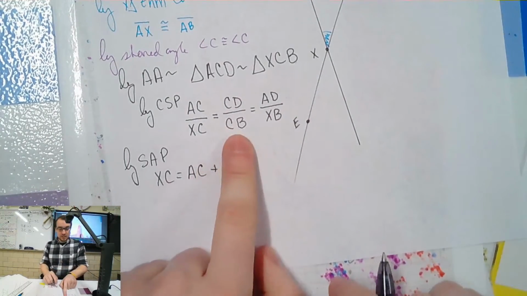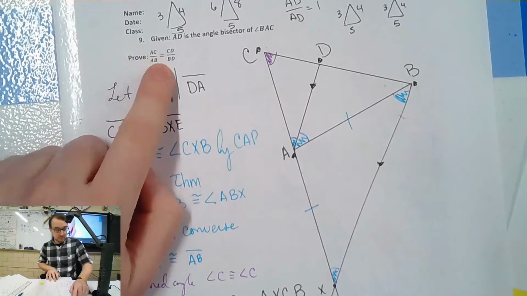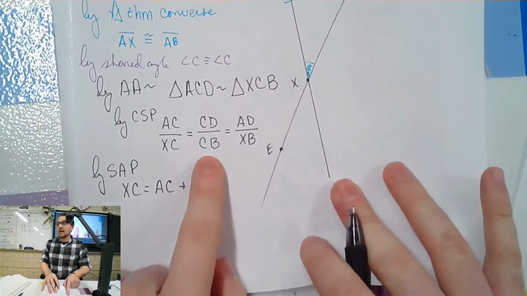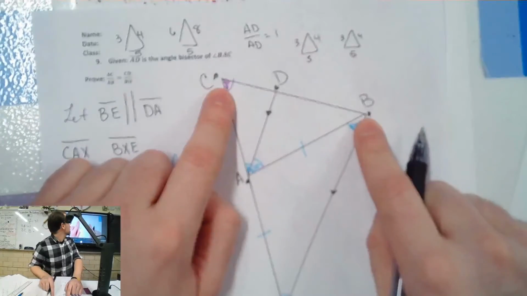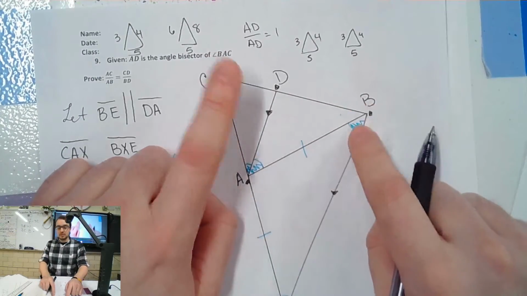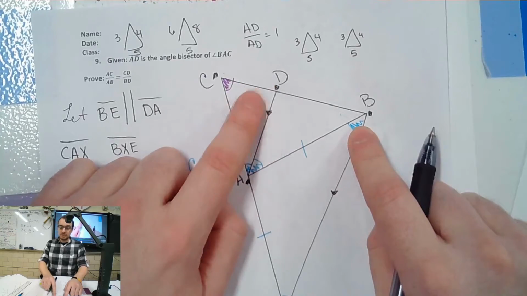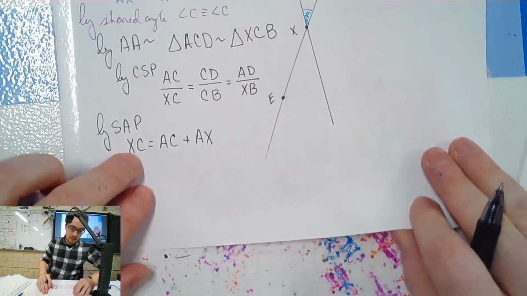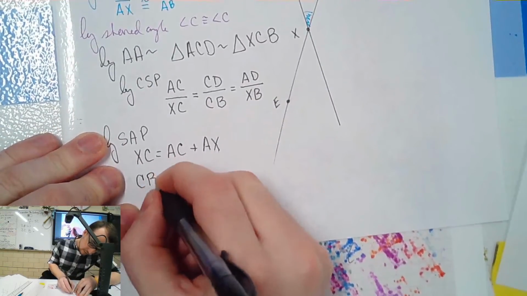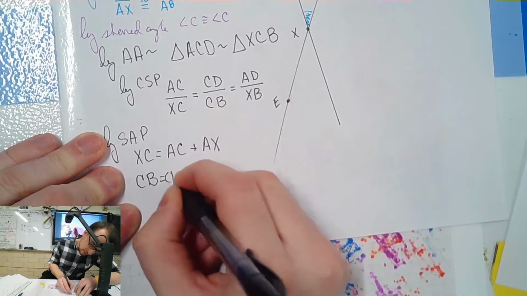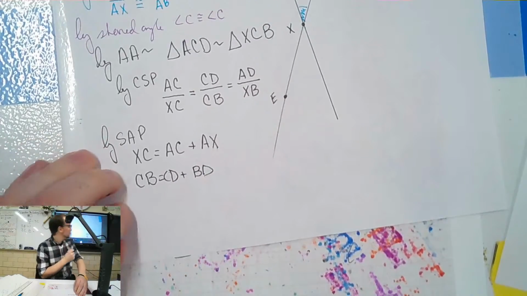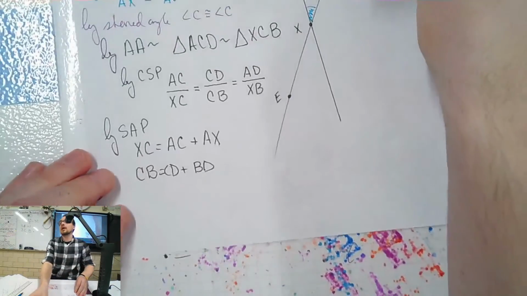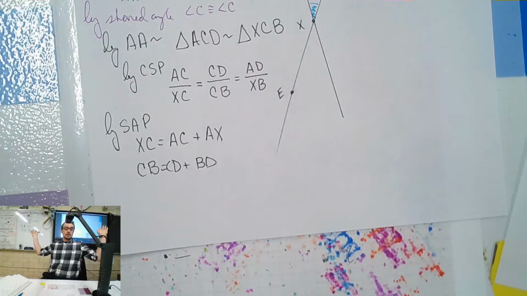Now, I don't want CB, right? I want CD and BD. So I need to get rid of that CB. Well, isn't CB made up of two segments? What segments is CB made up of? CD, BD. So CD plus BD should add up, right? So CB equals CD plus BD. Cool. By substitution, don't need to write it. We can just do it.